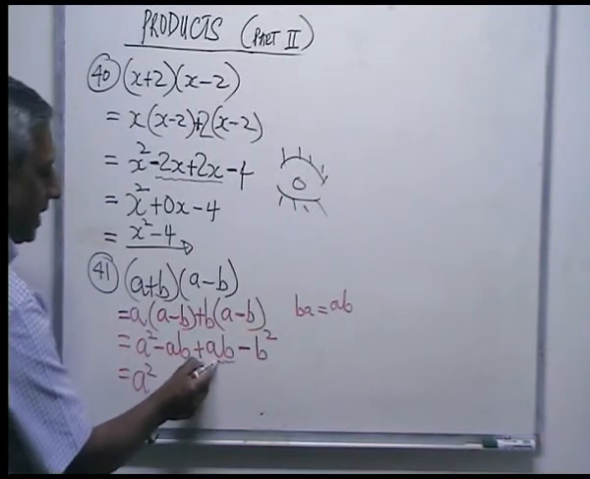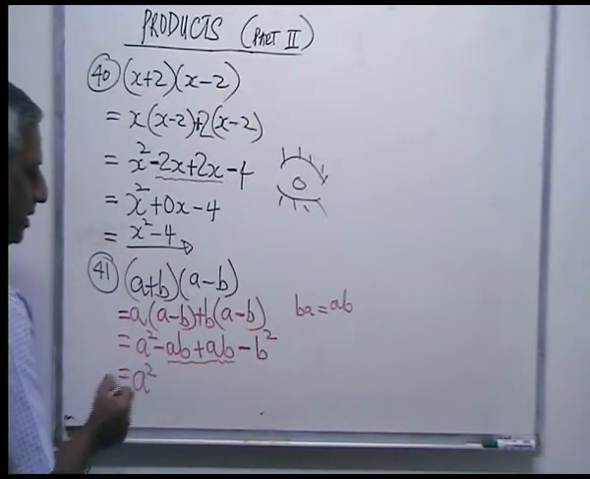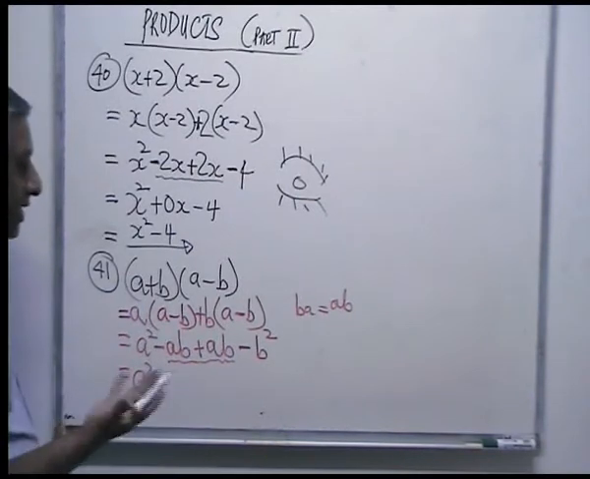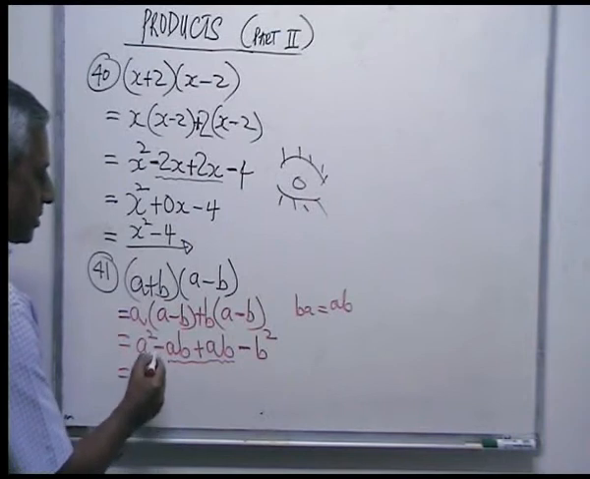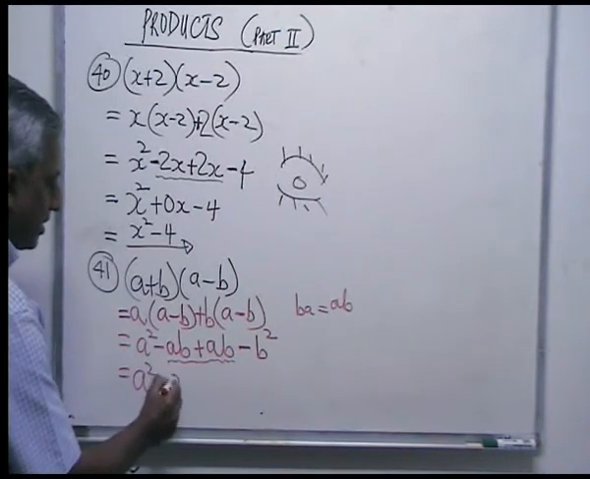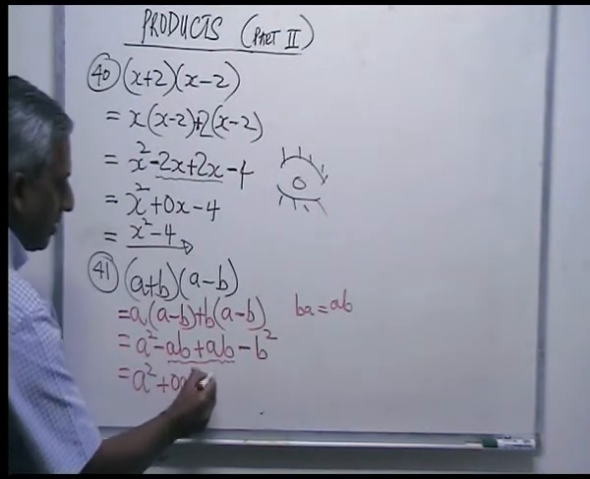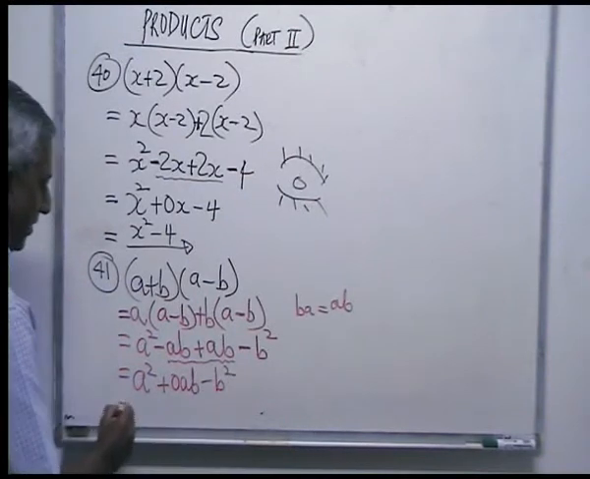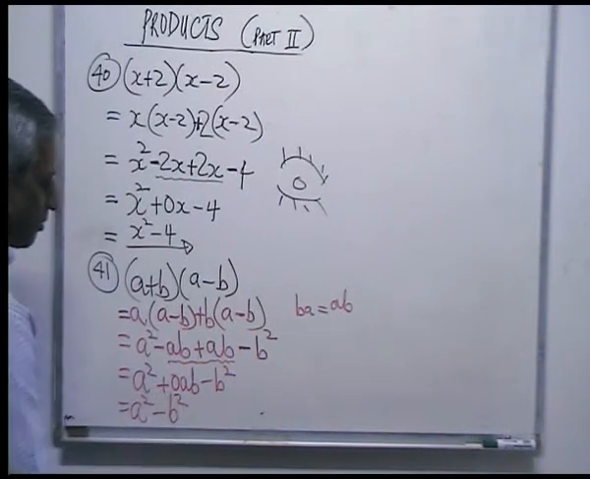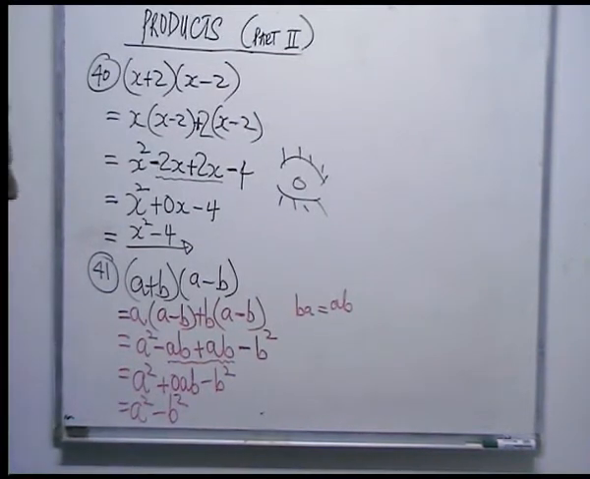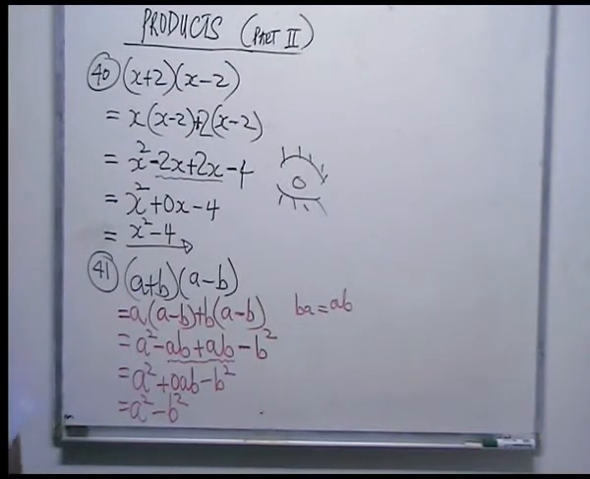Now again, we got like terms here. And if I add those like terms up, I'll get 0. So I'm just going to do it step by step. So you'll get 0. So it's plus 0 AB minus B squared, which is finally what? A squared minus B squared. Right? Because 0 times anything is 0. So your final answer is A squared minus B squared.